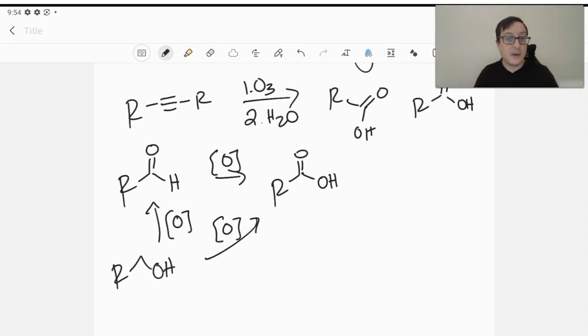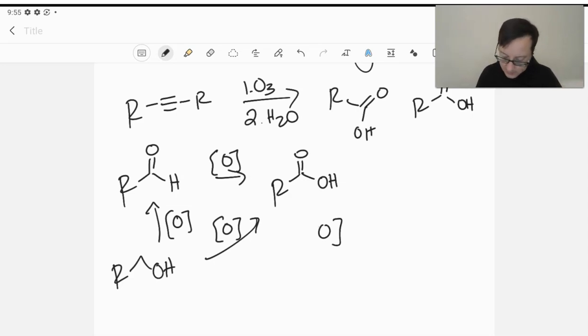It depends what oxidant we choose. If we choose a mild one, we go to the aldehyde. If we choose a more aggressive one, we go to the carboxylic acid, right? Sometimes we can isolate that aldehyde, sometimes we can't. Like if we use DMP, yes, we can get the aldehyde. If we use chromic acid, we cannot. We go straight to the carboxylic acid.